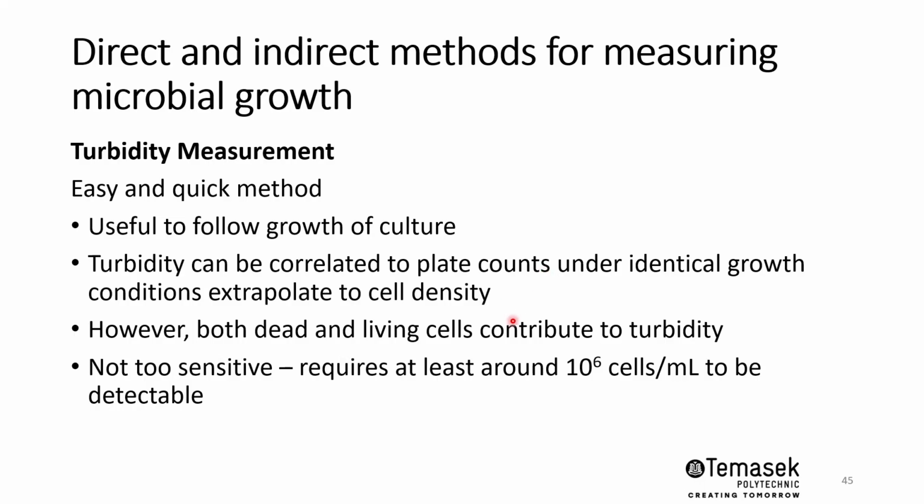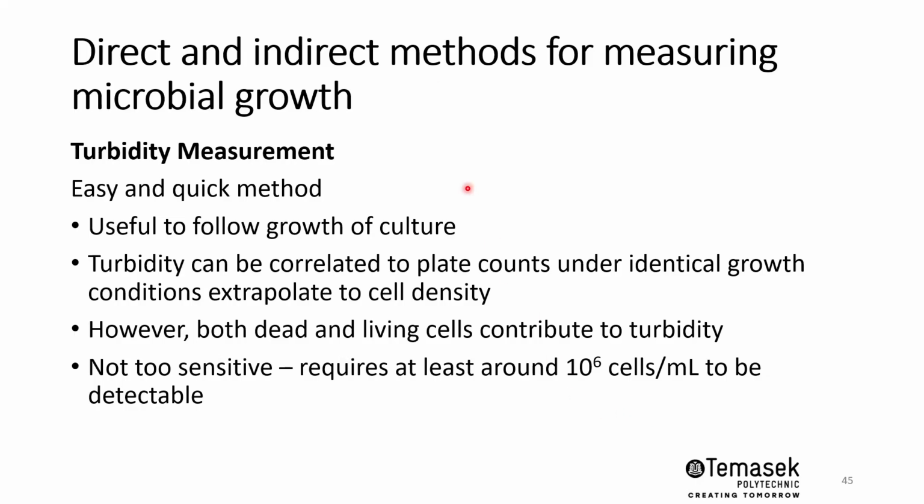However, there's a drawback. Turbidity measurement does not measure either dead cells or living cells individually. This means that both dead and living cells contribute to the turbidity. So if you want to assess living cells, the viable cells, you need to use another method. Turbidity measurement may also not be very sensitive. It requires at least 1 million cells per mL to give you an accurate readout.